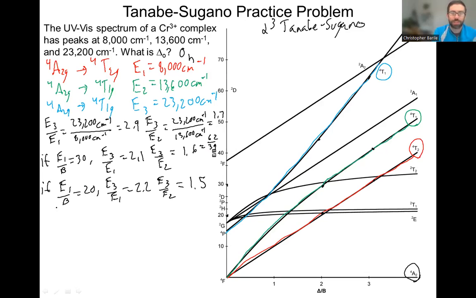All right, and so let's test another point. Let's keep marching to the left. If E1 over B equals 10, what is my E3 over E1 ratio? And what is my E3 over E2 ratio? If we're at 10, we're going to be right around there. That's where we intersect with the 1.